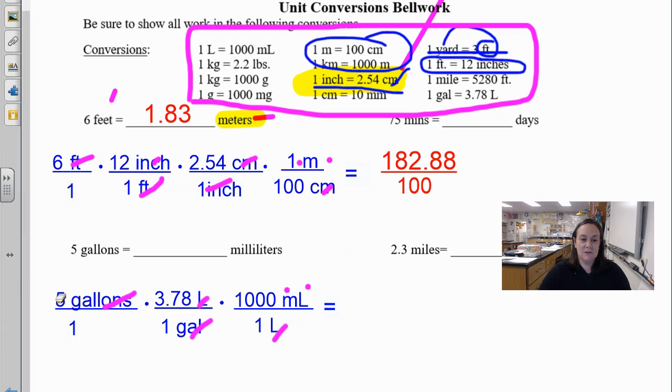We multiply across. 5 times 3.78 times 1,000 is 18,900. 1 times 1 times 1. So that is your answer.